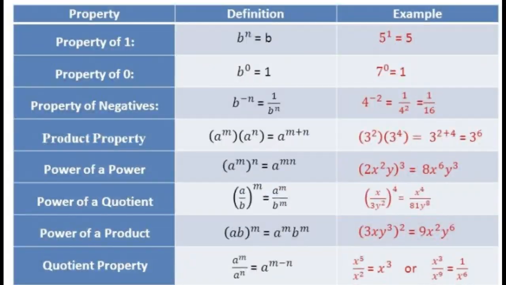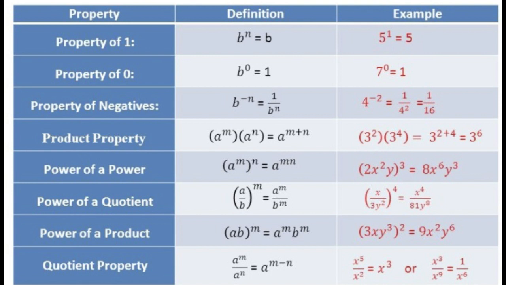So first we have the property of 1 here, which is that any number raised to the power of 1 is the same thing as saying itself. So the example I give here is 5 raised to the first power equals 5. The easiest way to look at it is every number is already raised to the first power. So any number you can think of on its own is raised to the first power.